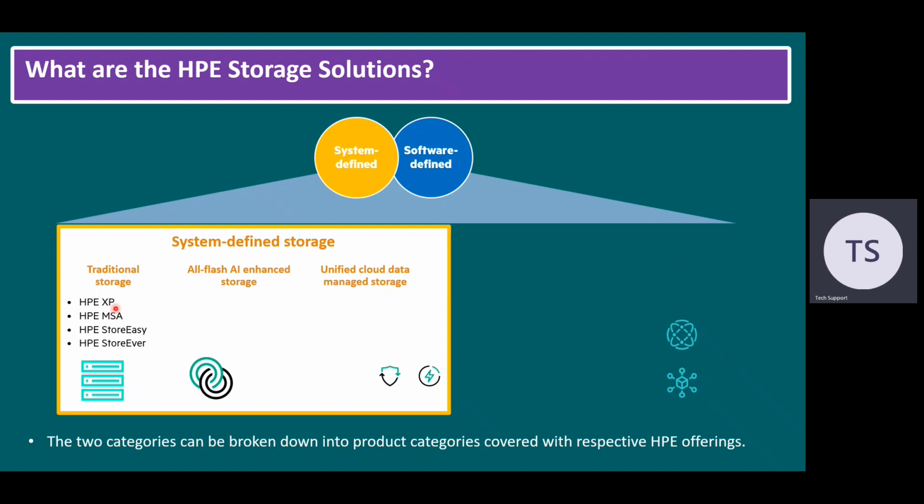HPE Apollo, the XP7 and XP8 models, and the HPE MSA. MSA means modular storage array, or sometimes you can also call it modular smart array. This MSA storage we can generally use for small scale industries. If a customer's branch offices want to use storage, we can prefer the MSA solution. And also HPE StoreEasy and HPE StoreEver.